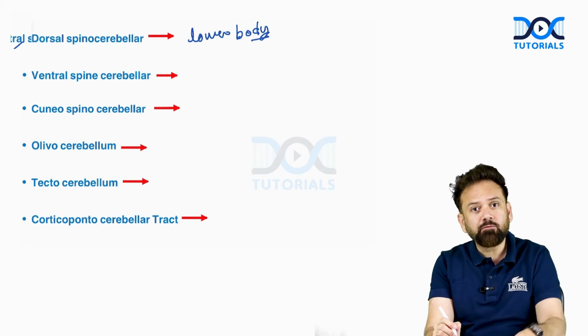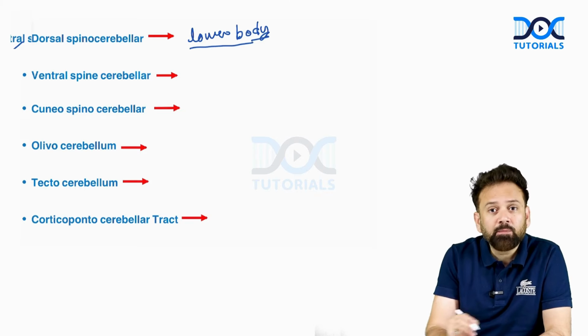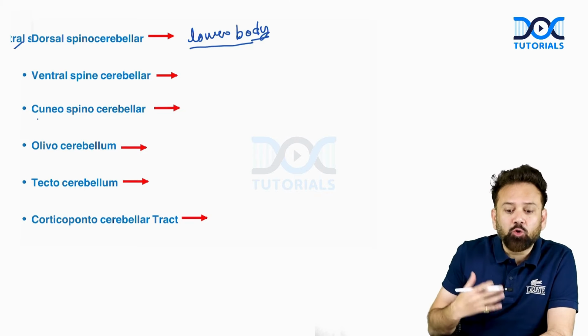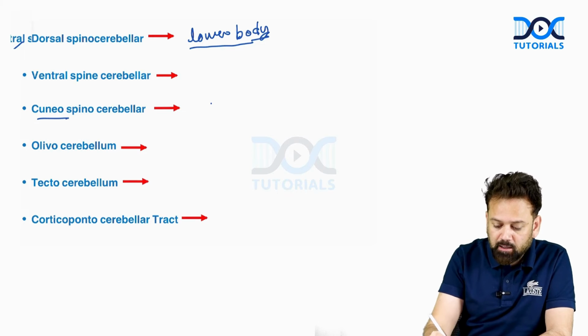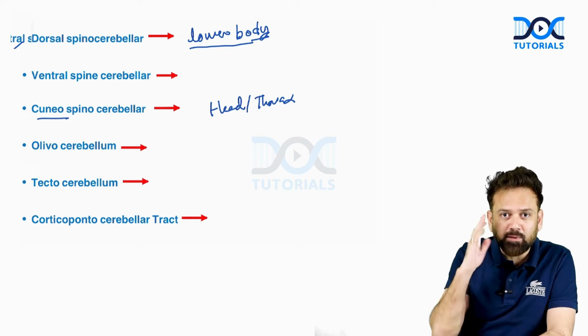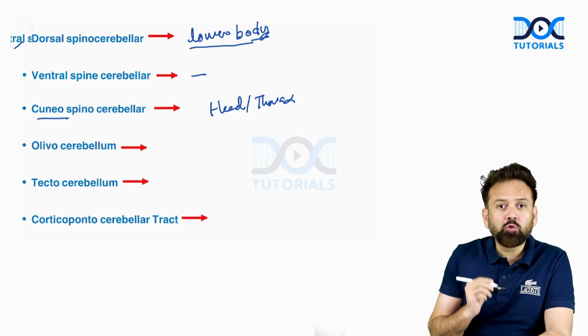Okay, so dorsal will take from the lower part of the body. Dorsal spinocerebellum will take all the activity from the lower body. Now you will say ventral is for upper. No, cuneo is for upper, head, neck, and thorax. So whatever movement you are making at the head and all, who will take it to the cerebellum? Cuneo. Ventral, whatever you want to perform.